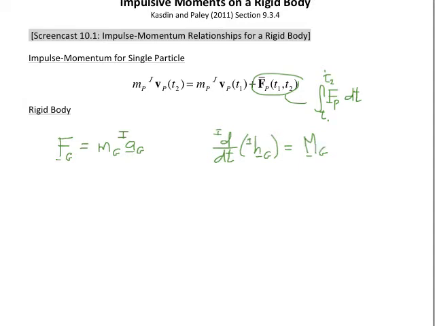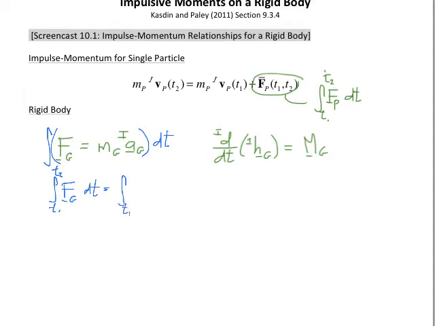Now recall that we didn't come up with the impulse-momentum relationship for a single particle out of thin air, but instead we took Newton's second law and integrated it. So let's take Euler's first law and integrate this entire expression across time from T1 to T2. So we get the integral of our forces on the body from T1 to T2 dt, and then we'll write our expression in terms of our linear momentum of the rigid body.